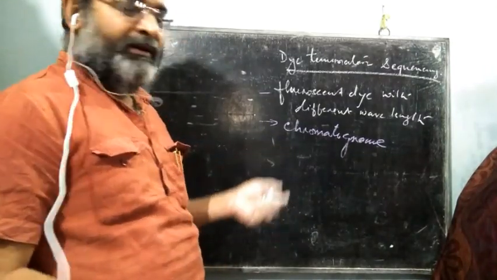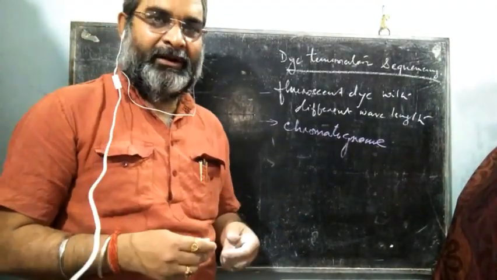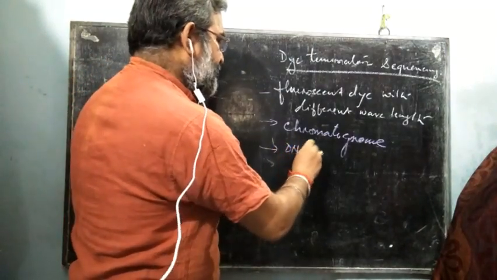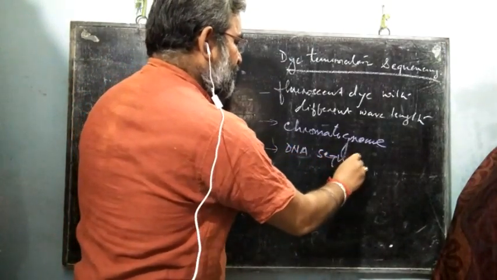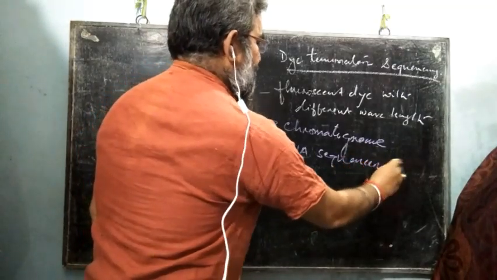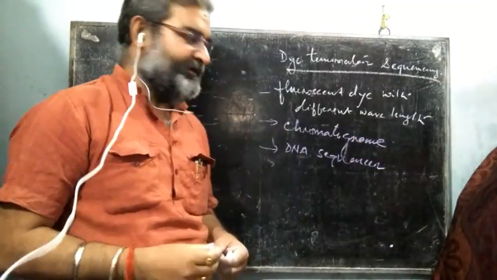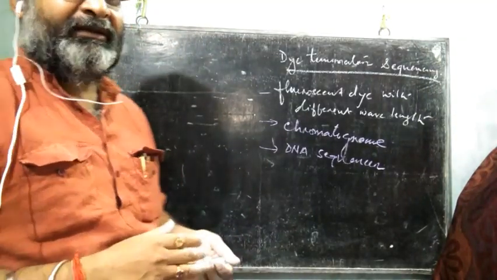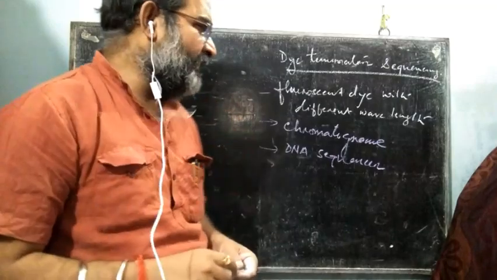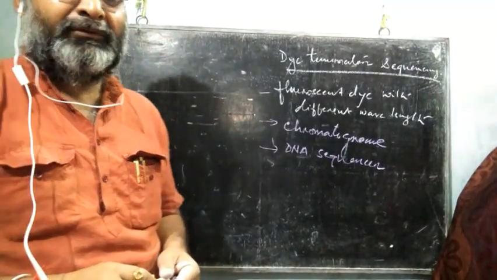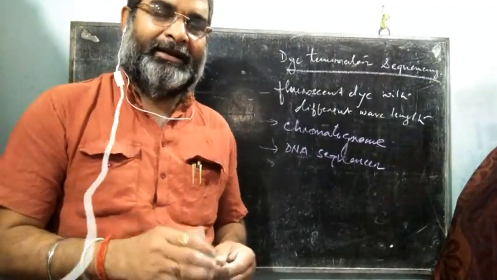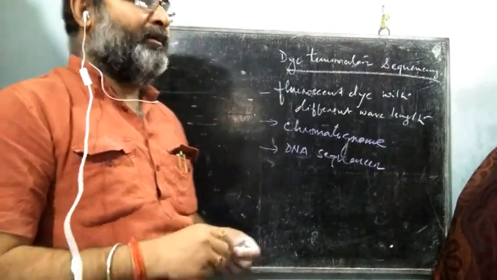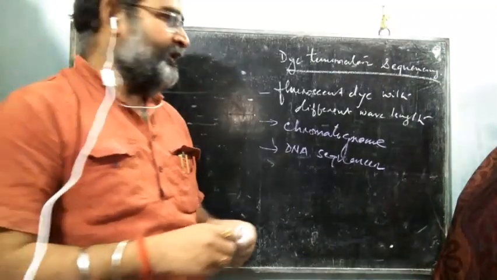Now a machine is developed, known as the DNA sequencer. Now we use an automated machine, the DNA sequencer, which is responsible for the sequencing as well as production of the chromatogram. And the chromatogram is also analyzed by commercially or non-commercially available software.